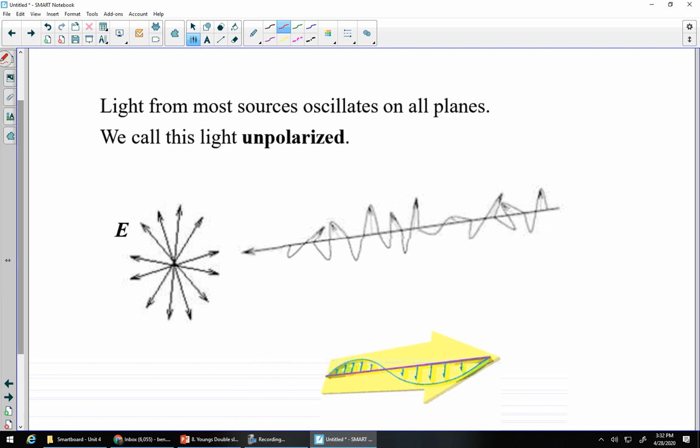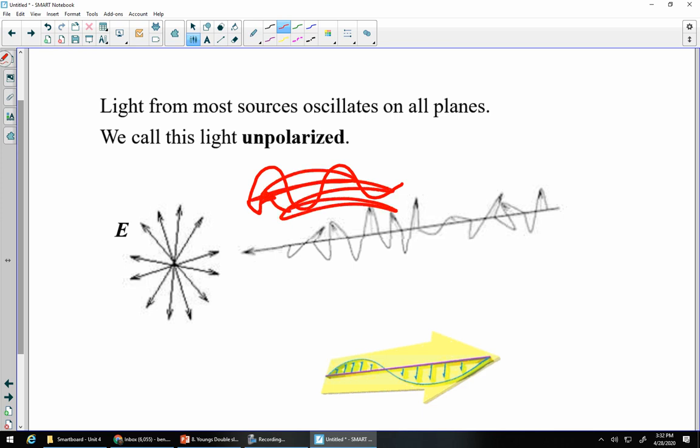So light typically oscillates on all planes. I don't know if I'll be able to draw this. So yeah, that's not going to work out. But you know that your electric field is perpendicular to your changing magnetic field, which is perpendicular to velocity. I can draw that one. Realistically, though, it's not always neat like we've got drawn. It's more of a scramble where they're all over the place in a whole bunch of different planes, all essentially at the same time.